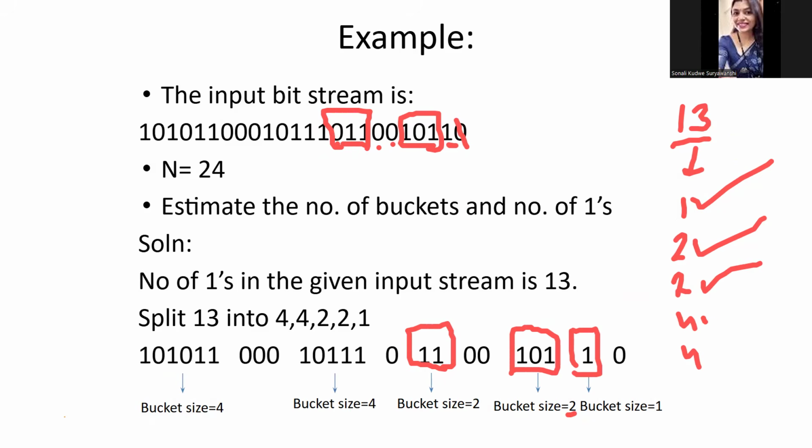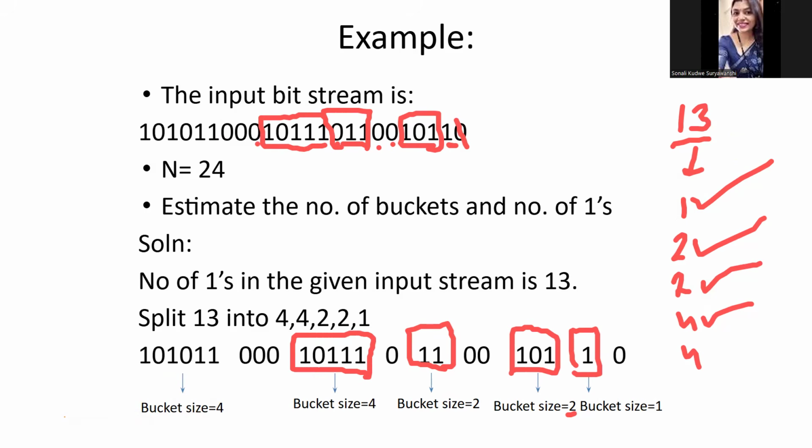Now after 2, I need to search for a bucket of size 4. So here immediately I get 1. So from 1 I'll start counting. So 1, 2, 3, then 0. I don't have to consider this one. So this is another bucket that I got. So if you see, this is another bucket I got which has 4 ones.